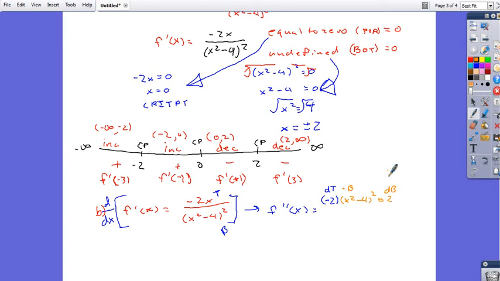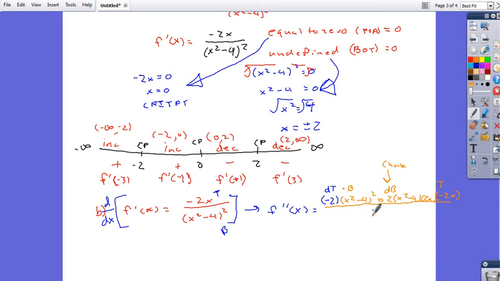This is now a chain. 2 x squared minus 4, subtract 1, that's 1 in the exponent times the derivative of the inside 2x, times the top. The top is negative 2x. Well, that's a mouthful. Now the fun part is we get to square the bottom and then we get to simplify.